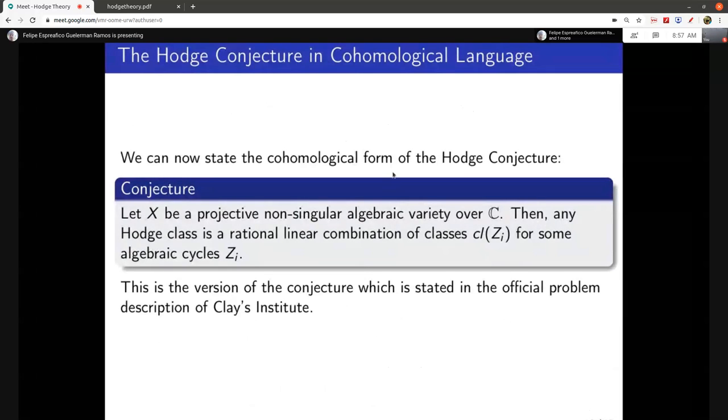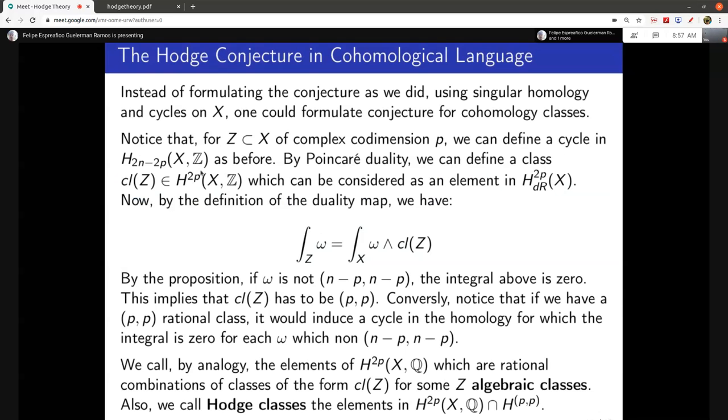And now we can state the Hodge conjecture. It says if X is a projective nonsingular variety over C, then every Hodge class is a rational linear combination of classes CL of Z_i for some algebraic cycles Z_i. And this is the version of the conjecture stated there. So it's the same version; we are just applying Poincaré duality.